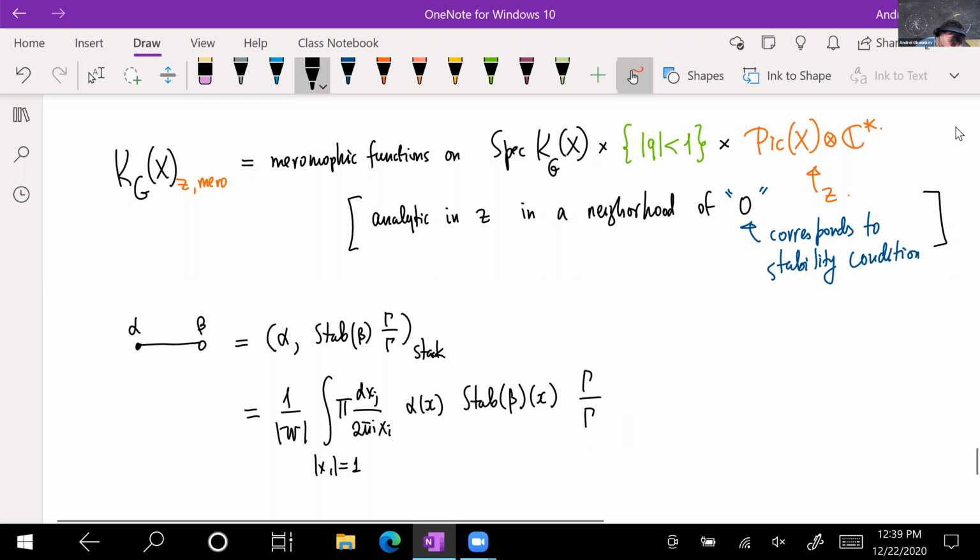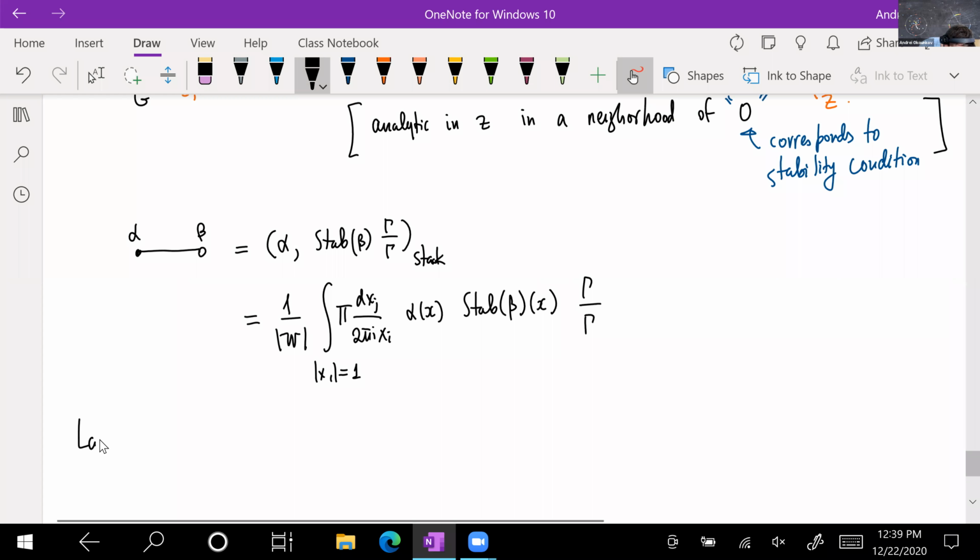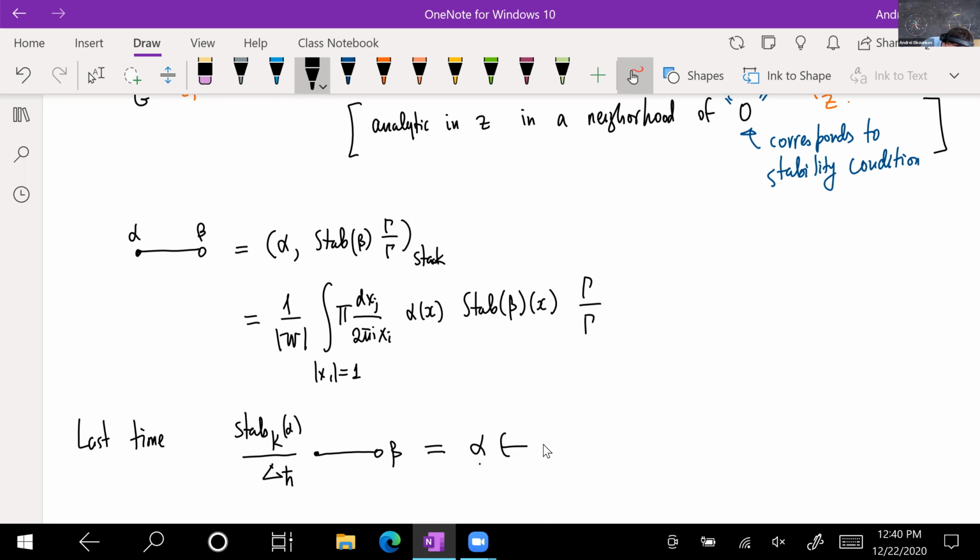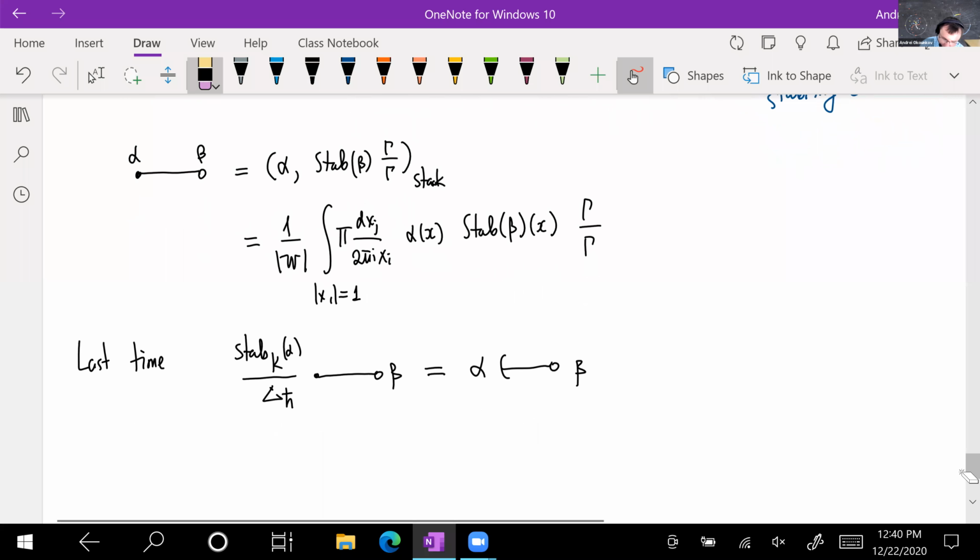And then if we compare it with the formulas we had last time, we had formulas of the kind that if I take the K-theoretic stable envelope, stab K-theory of alpha, and maybe divided by some denominator, and beta, that is the same as I take alpha, take a relative condition, beta, and this is a formula from last time.